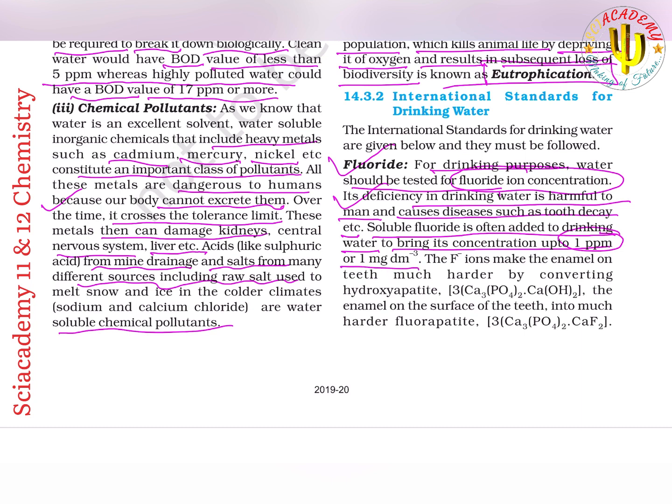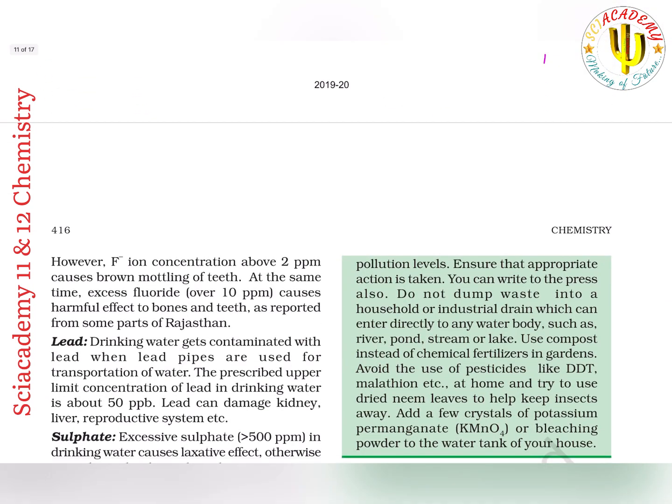The fluoride ion makes the enamel on teeth much harder by converting hydroxyapatite, the enamel on the surface of the teeth, into much harder fluorapatite. However, fluoride ion concentration above 2 ppm causes brown mottling of teeth. At the same time, excess fluoride over 10 ppm causes harmful effects to bones and teeth, as reported from some parts of Rajasthan.